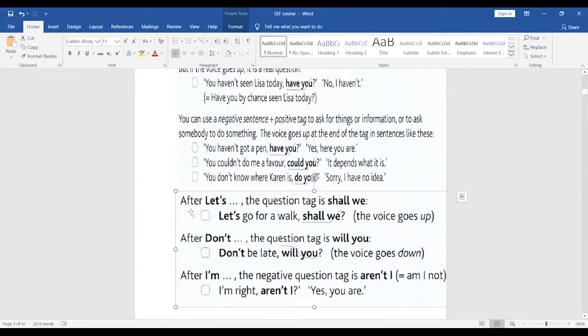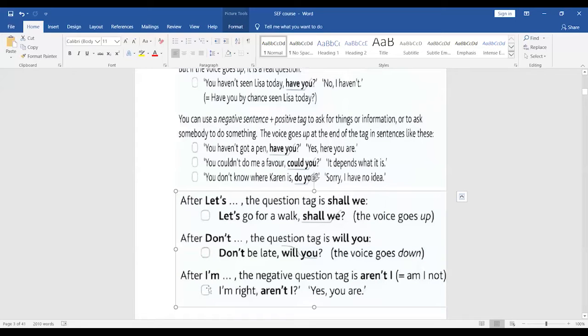Now, after the word let's, the question tag is shall we. Let's go for a walk. Shall we? The voice goes up. After the word don't, the question tag is will you. Don't be late. Will you? So the voice goes down, takes a slight dip.